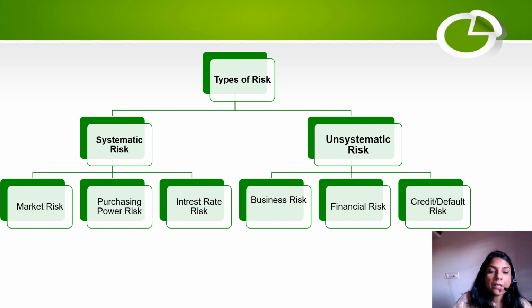Now the systematic risk, I have discussed, is known as undiversifiable risk, which you cannot minimize even after the diversification of your portfolio. But when it comes to unsystematic risk, it is exactly opposite to the systematic risk, which is also known as the specific risk or diversifiable risk.